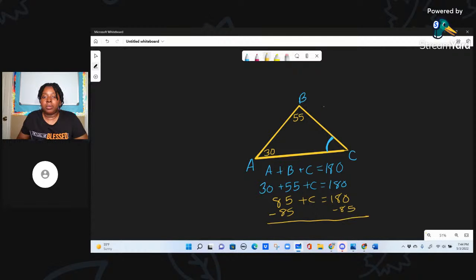Okay, so 10 minus 5. 5. Okay, we're going to borrow. Got to borrow again. 17 minus 8. 9. So C equals 95 degrees. Now, if I know that this is 95 degrees, how much is a straight line? How many degrees is a straight line?